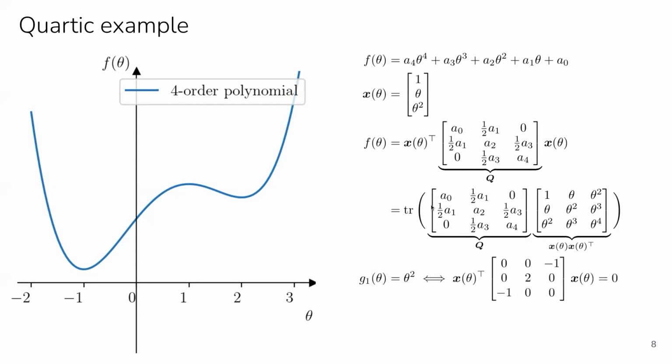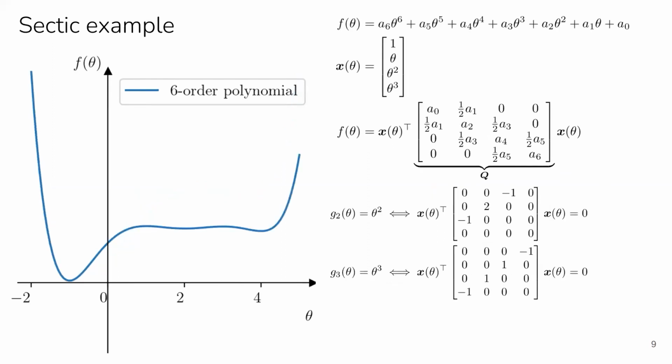Okay, and as I said, we want to do the same for the lifting functions that we introduced as well. So for instance, here we introduced G1 of theta equals theta square, and you can write that constraint also in a quadratic form as shown here on the right. And we will also be using a sextic example, and it will become clear later why I want to talk about this. I won't go through the math again, but you can do exactly the same and write it as a quadratic cost and with quadratic constraints.